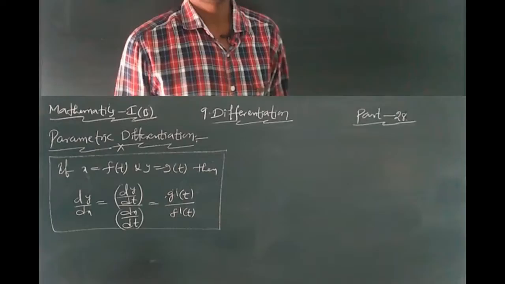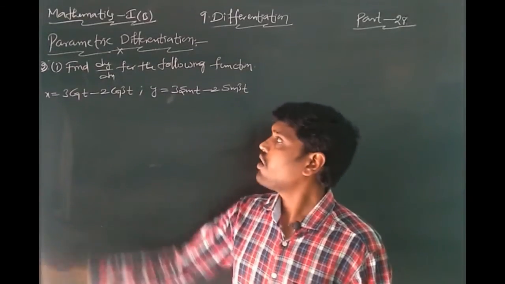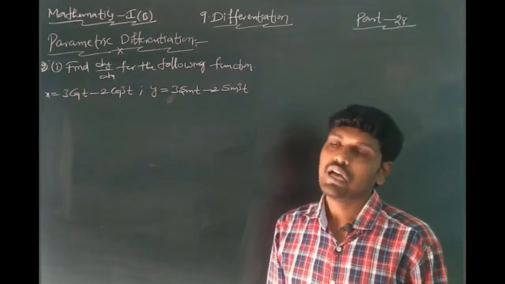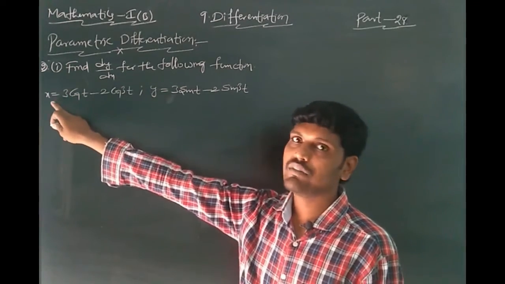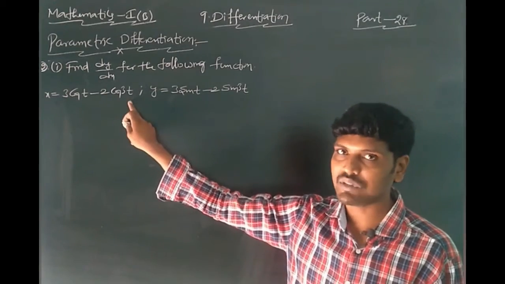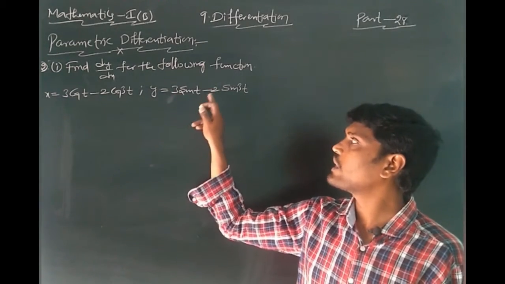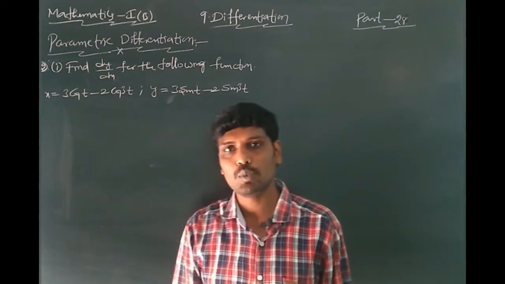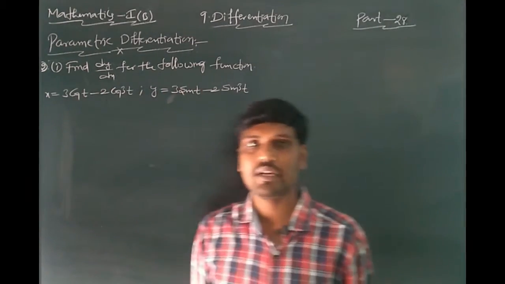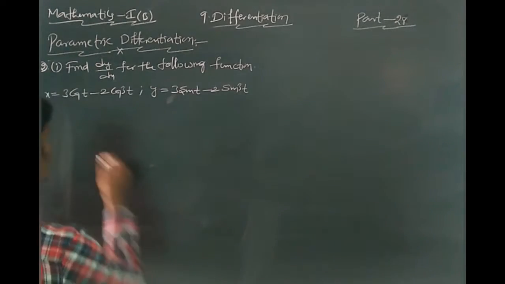Next, problems in this parametric method. Find dy by dx for the following functions. Here first x value is given. x is equal to 3 cos t minus 2 cos cube t. y is equal to 3 sin t minus 2 sin cube t is given. This function is in terms of t, and this is also in terms of t.